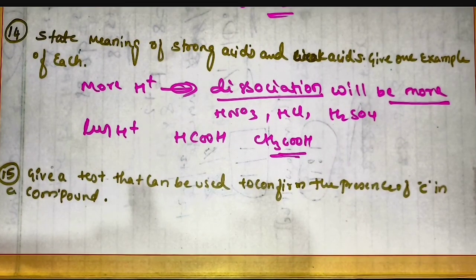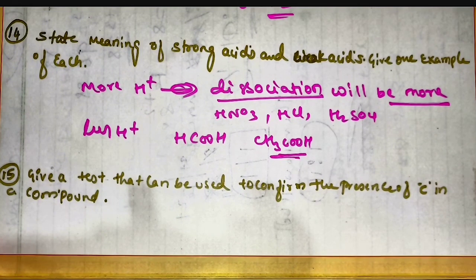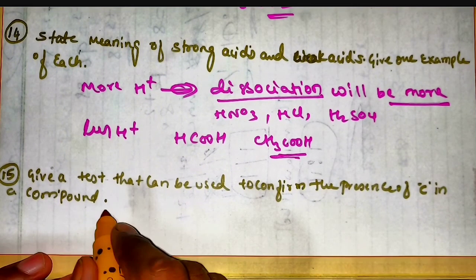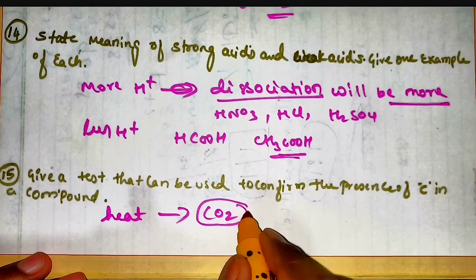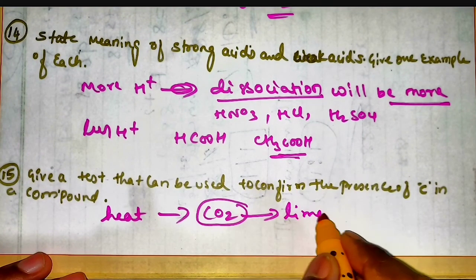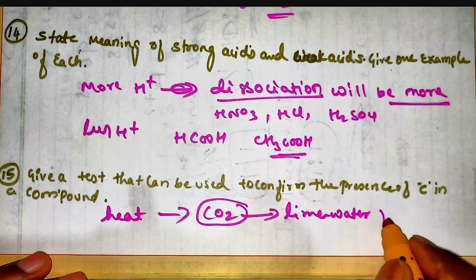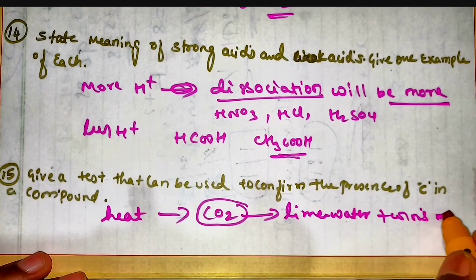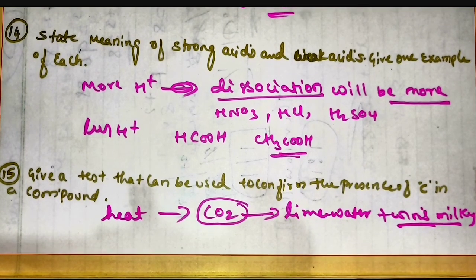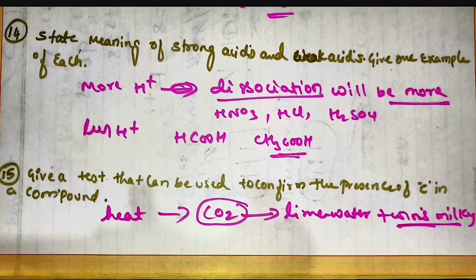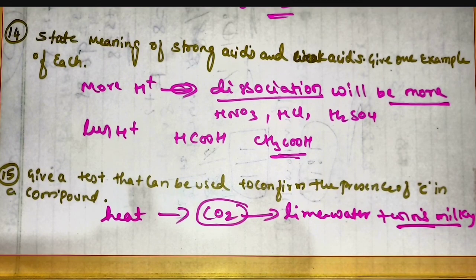Next question: give a test that can be used to confirm the presence of carbon in a compound. Take a carbon-containing compound and heat it, so it will produce carbon dioxide. Pass this carbon dioxide through lime water, and the lime water turns milky. So this is the test which easily confirms the presence of carbon in the compound.